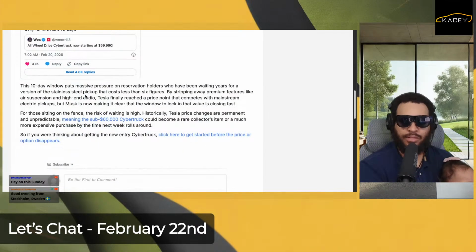So the 10-day window puts massive pressure on reservation holders who've been waiting years for a version of the stainless steel truck that costs less than 6 figures. By stripping away premium features such as air suspension and high-end audio, Tesla's finally reached a price point that competes with mainstream electric pickups. But Musk is now making it clear that the window to lock in that value is closing fast. For those sitting on the fence, the risk of waiting is high. Historically, Tesla price changes are permanent and unpredictable, meaning the sub 60,000 Cybertruck could become a rare collector's item or much more expensive to purchase by the time next week rolls around.